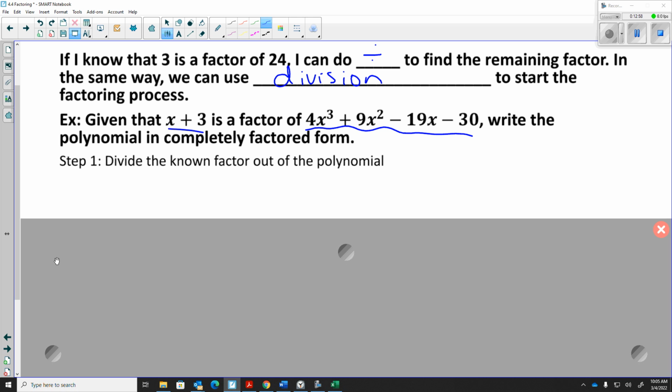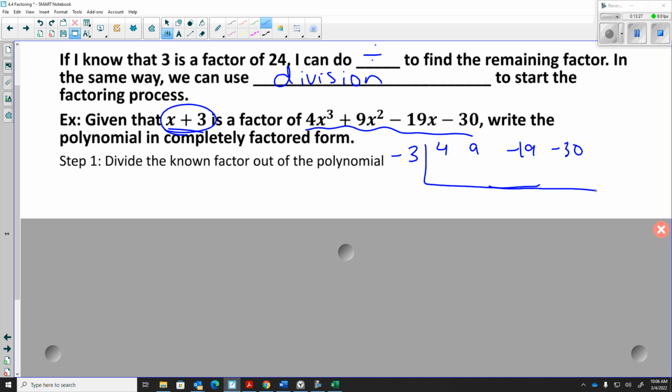Y'all remember how to do synthetic division from a couple days ago? Take the thing that you're dividing by, and what do I do with it? I got to flip it. I need the 0, right? So it's -3. And then I get the coefficients. Am I missing any terms? Nope. So I got 4, 9, -19, -30.